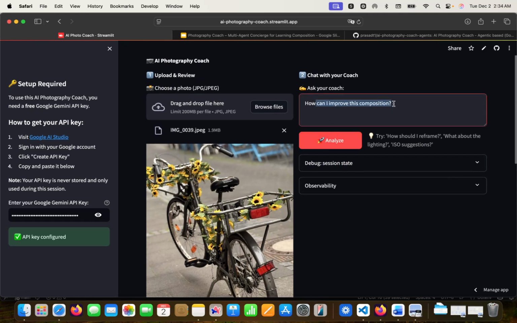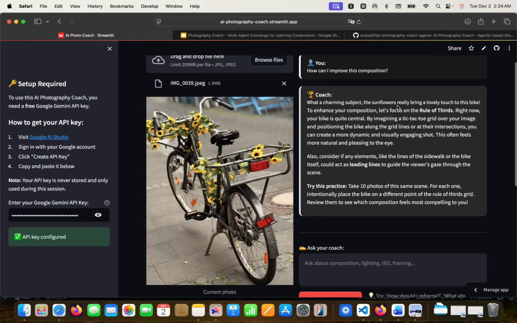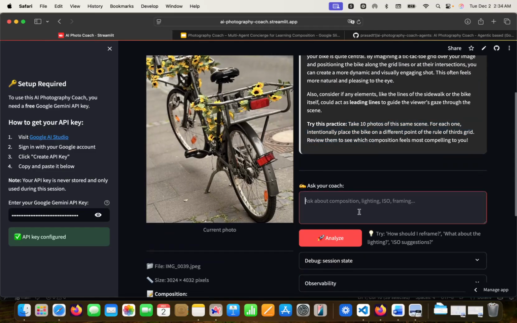Now let's try this command or prompt for the coach. Let's see what the coach says. So as you can see, the coach is responding with an evaluation of the image against certain criteria and also giving some exercise tips for improving your photography skills. Let's ask a follow-up question.